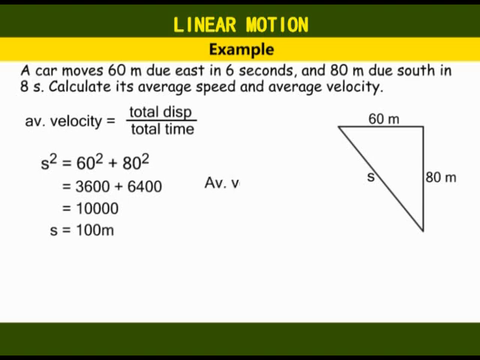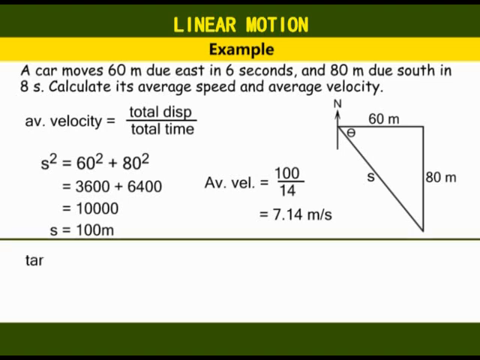So average velocity is equal to 100 meters over 14 seconds, which gives us 7.14 meters per second. Are we done? Not yet. We still need direction. We put a compass at the initial position. Then we find the angle theta. Tan theta is equal to 80 over 60, and that gives us tan theta is equal to 1.33. And if we find the inverse, we get theta is equal to 53 degrees.